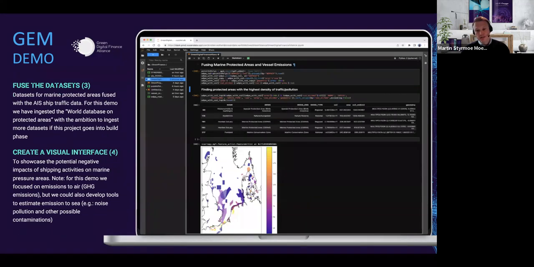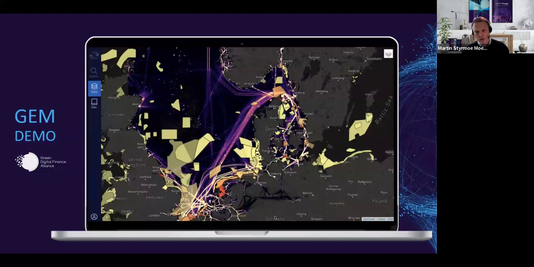Then we fused that data set with a marine protected area data set, and we started with the World Database on Protected Areas. The ambition is to take in many more of these key data sets on sensitive areas and also have a dynamic ingestion plan over time, so we're not looking at a static world, but being dynamic when it comes to seeing these areas changing over time. And for this demo, we took the 2 data sets together and created a visual interface. So if you go to the next slide, we'll have a quick overview of how that actually looks.